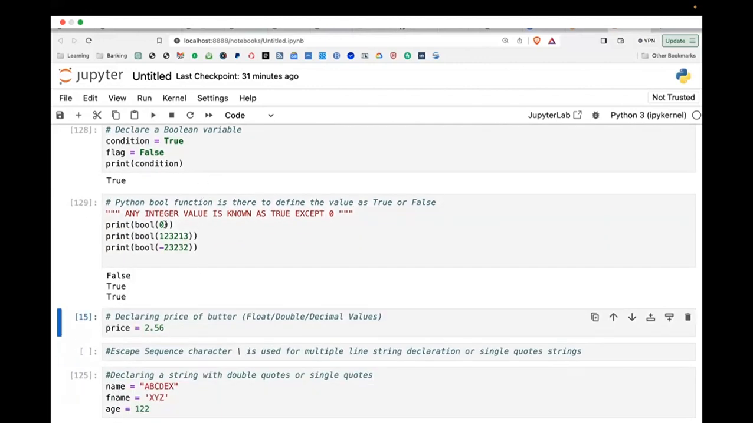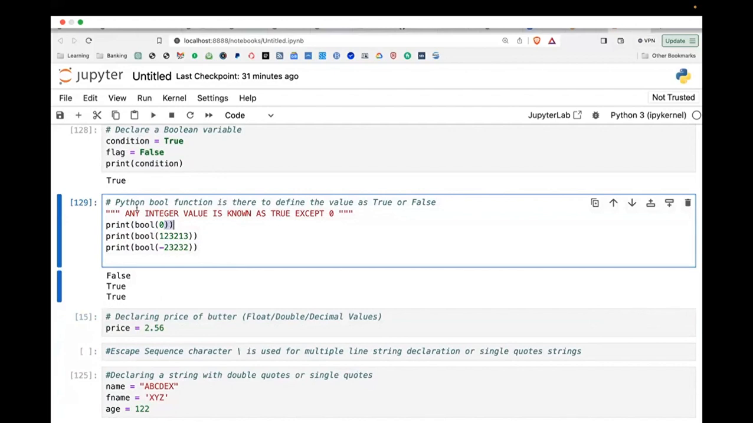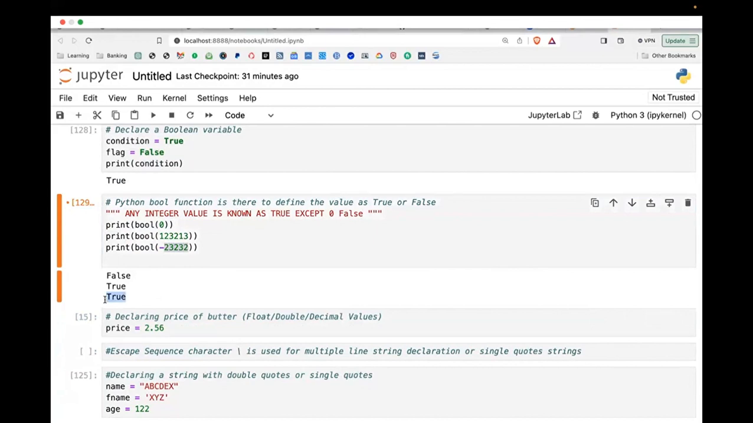Bool is a function which will return only false for zero. Any integer value is known as true except 0. 0 is always false. Otherwise, even negative values are represented as a true value in condition statements. Okay, so you understand it.